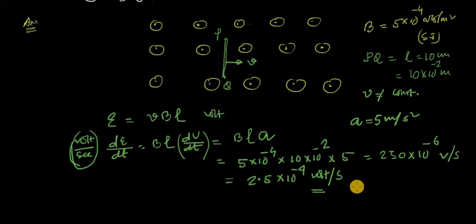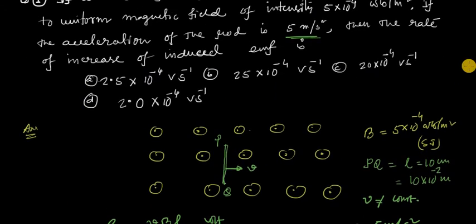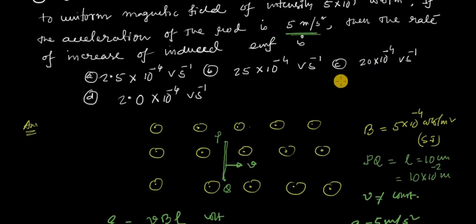So the rate of change of voltage per unit time, that means the rate of increase of induced EMF per second, is 2.5 times 10 to the power minus 4 volt per second. So this is our answer. So your options are that, and your correct option would be number A.